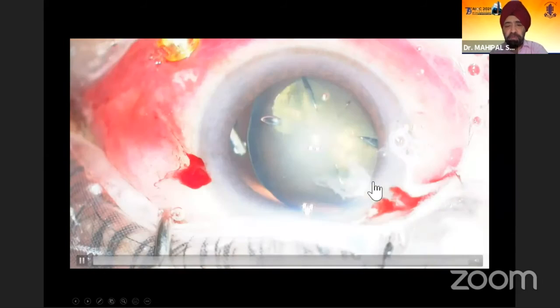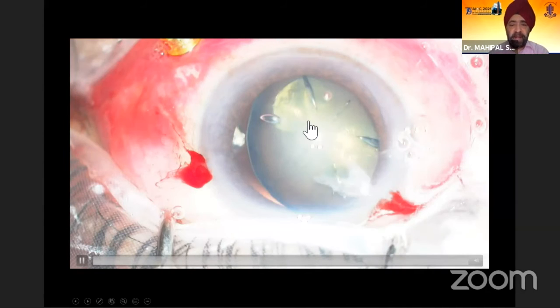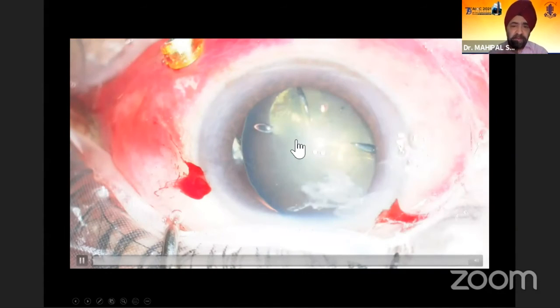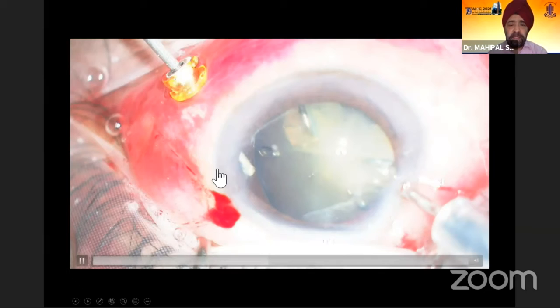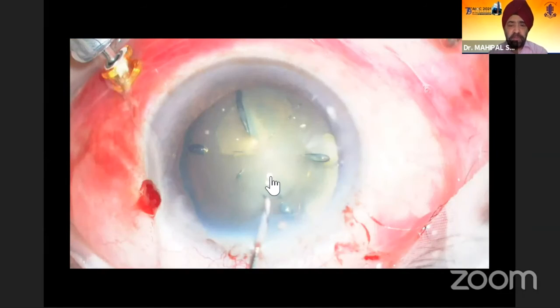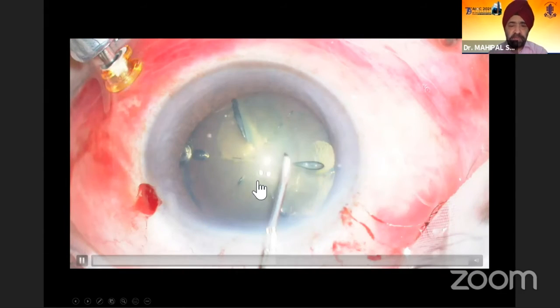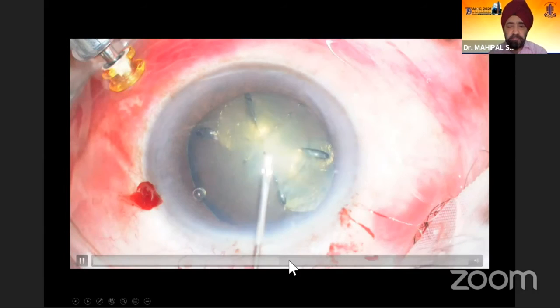So you can see we have used tricot and it is a huge subluxation which is there. And this is where, even despite the vitreous coming in, the femto procedure has given you the power to get a good capsular axis, which is very, very important to do these cases.